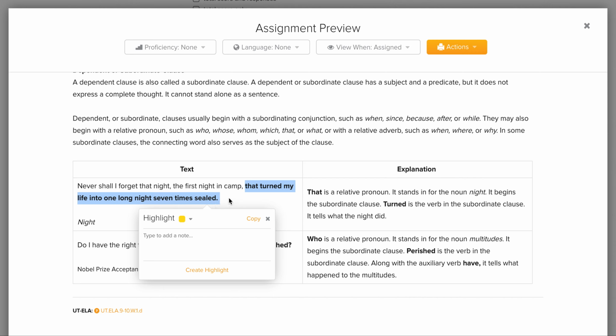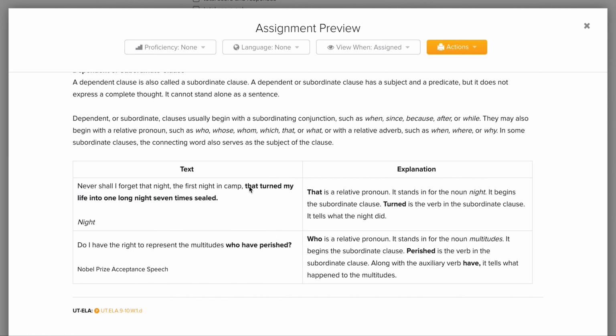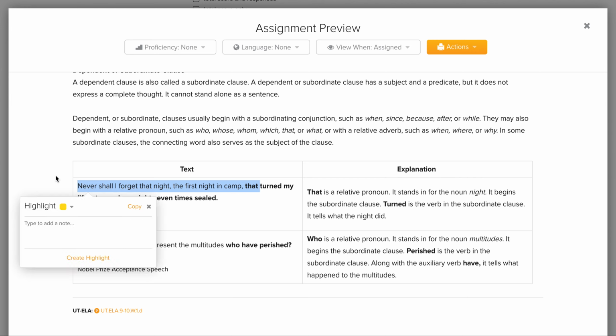It has a subject. Believe it or not, the word "that" is the subject because it's replacing the word "night" in this case. "Churned my life into one long night" would be our action of the sentence. So this does qualify as a clause, but because of this word "that," it needs to have the rest of this in order for it to make sense. So it is a dependent clause depending on the rest of it to feel complete.